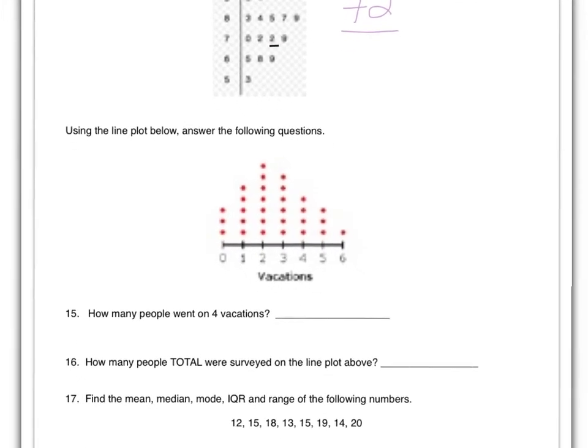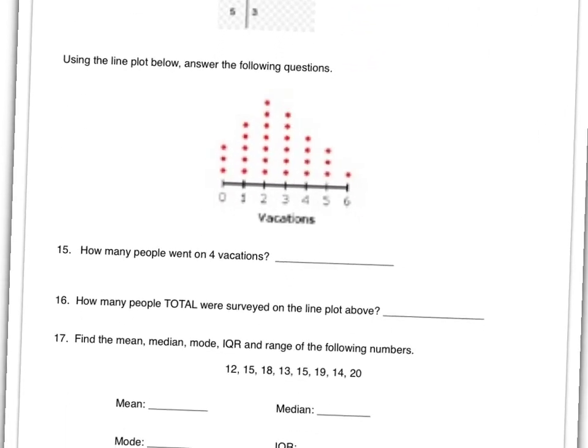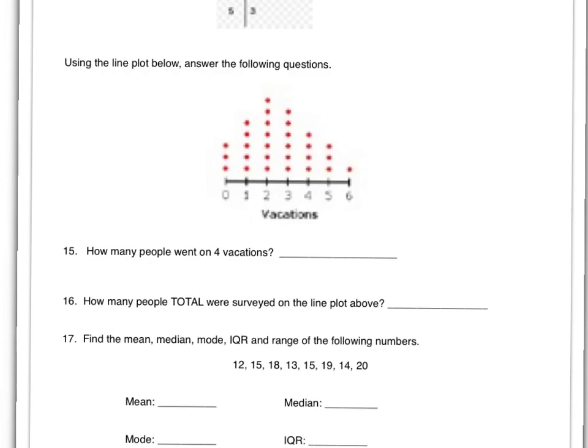I think I misnumbered and gave you an extra one, but anyways, no, 15. Using the line plot below, answer the following questions. Okay, how many people went on 4 vacations? So I'm going to look at the 4, and in this line plot, they didn't use X's, they used dots. So I just count how many dots there are. So I have 4, so that stands for 4 people.